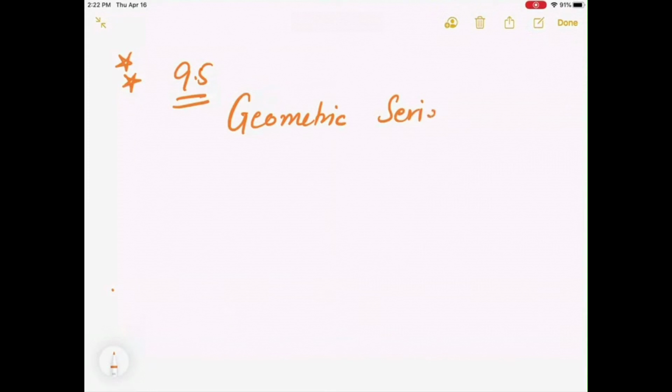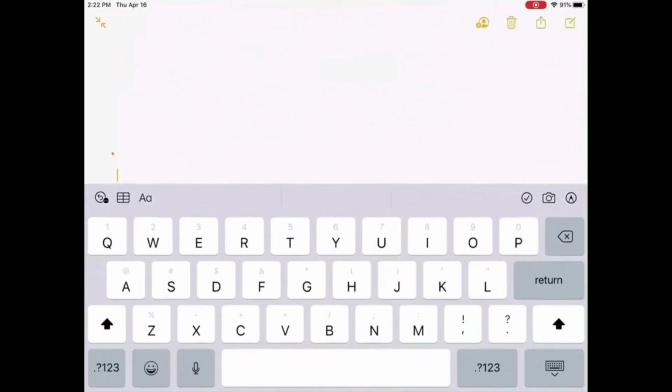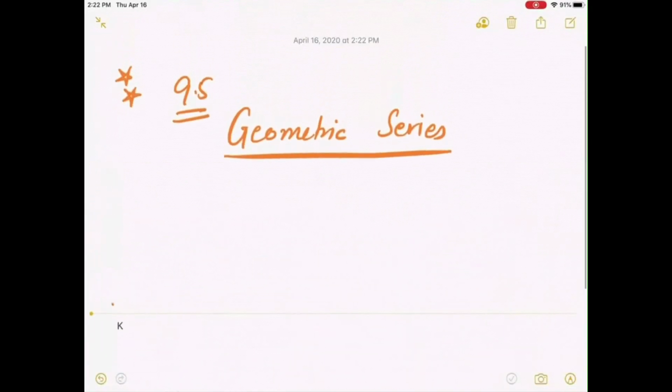Geometric series. So first you should be able to check. I hope you remember, in order to be a geometric sequence or series, you have to have a common ratio between any two numbers. So you need to identify if it's geometric or not. If it is, then this is the sum equation.